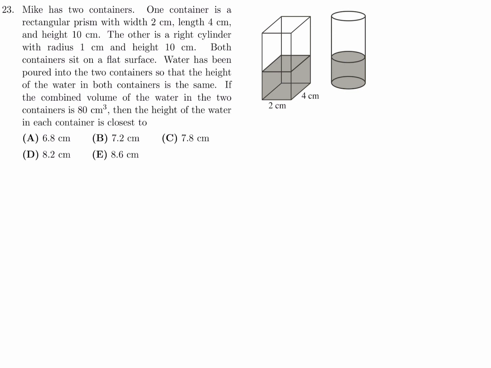Well, the height, they're saying, is the same. So if this is h from here to here, then this is also h from here to here. Okay. Now they're saying that the combined volume of the 2 containers is 80. So 80 is equal to the volume here and the volume there. So the volume in the first one is going to be length times width. So that's 2 times 4 times the height. The volume here is a little bit different. It's pi r squared times the height, like that.